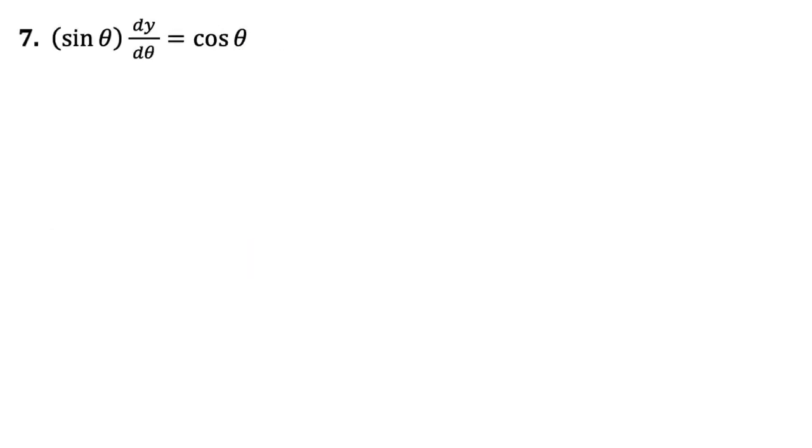Okay, moving on. All right, so we still have to separate, right? So what's our first move? You could multiply d theta over, couldn't we? Sure, let's go for it. So that leaves me with sine theta dy equals cosine theta d theta. Now what?